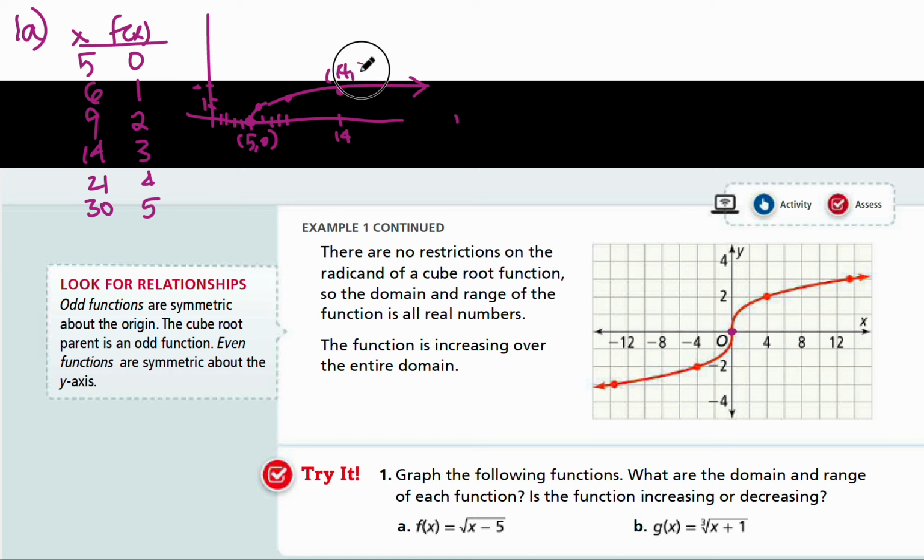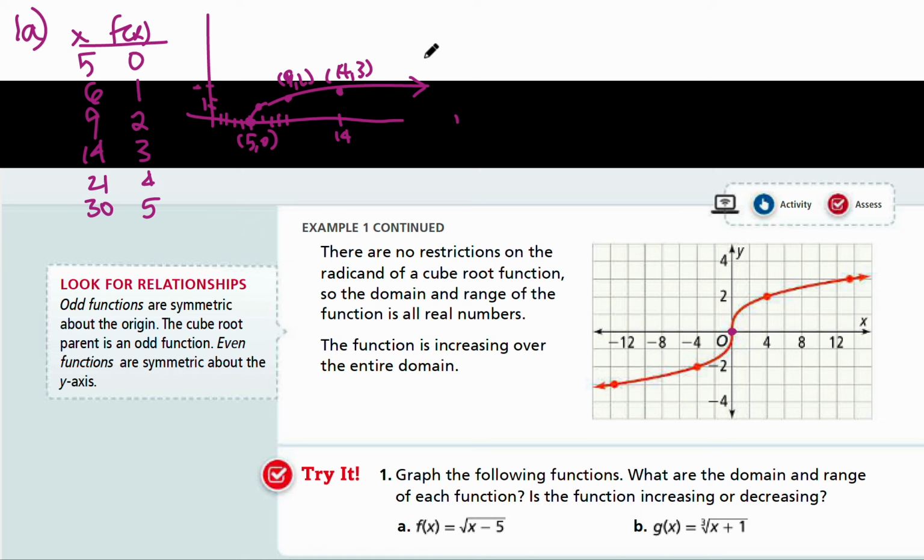So 14, comma 3, 9, comma 2. So at least have a table of values or label your graph by points. And then we're going to see if it's increasing or decreasing. And then let's find the domain and range.